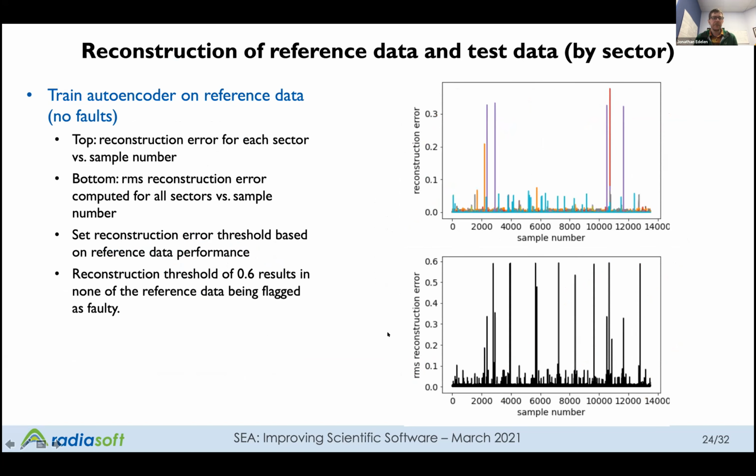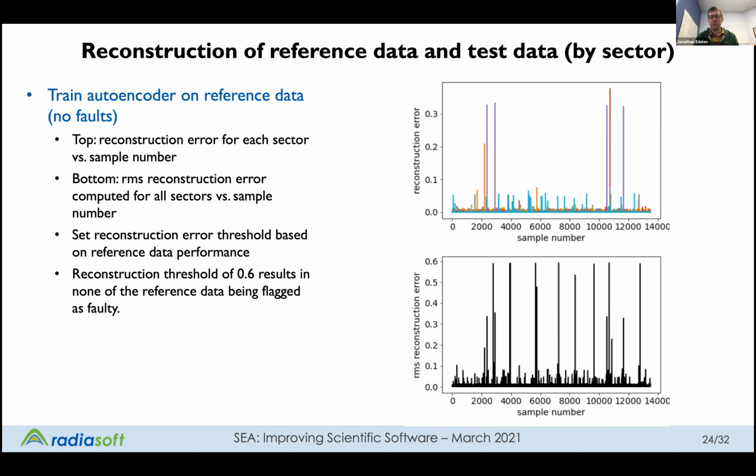Once the autoencoder is trained, you look at the RMS reconstruction error. There are two different ways that we can flag anomalies. We can try to flag anomalies sector by sector, so maybe that's just looking at the raw reconstruction error, which is in the top right. There are 80 different lines all overlaid, and you want to find the threshold for what is an anomaly. You can set that threshold based on saying all of the reference data should be non-anomalous. That should all pass the reconstruction test.